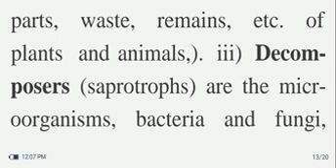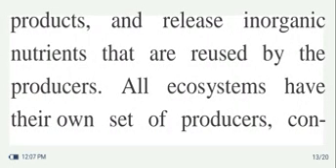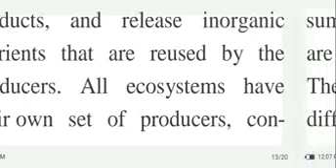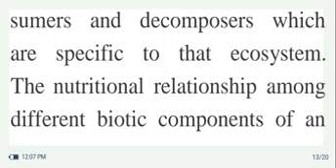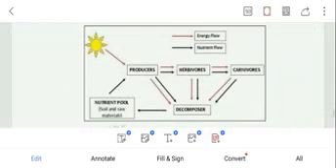of plants and animals. Decomposers, saprotrophs, are the microorganisms, bacteria and fungi, which break down complex dead organic matter into simple inorganic forms, absorb some of the decomposition products and release inorganic nutrients that are reused by the producers. All ecosystems have their own set of producers, consumers and decomposers which are specific to that ecosystem. The nutritional relationship among different biotic components of an ecosystem is shown. Energy flow, nutrient flow. Producers, herbivores, carnivores, decomposers, nutrient pool. Like this. Check the nutrient flow.